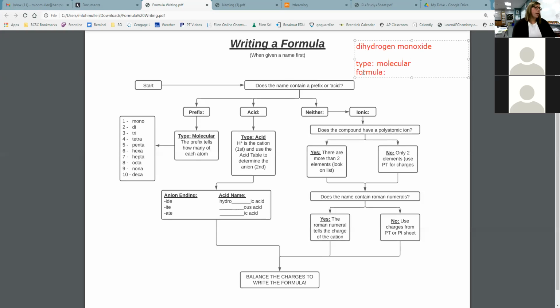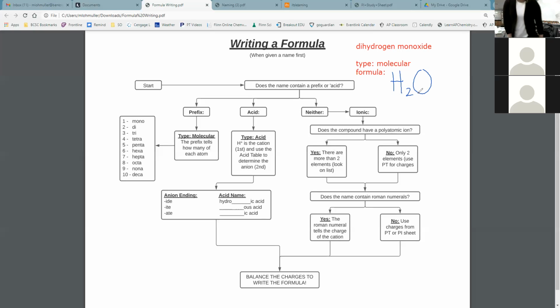All right, so then to write the formula, we just use the prefixes to tell how many. So I'm gonna run over to my TV to write, because if I write with my mouse, it's horrible. So for the dihydrogen, that means we have 2 H's, and monoxide means 1 oxygen. So H2O is the formula for dihydrogen monoxide.